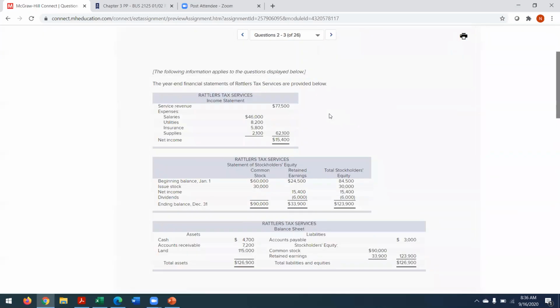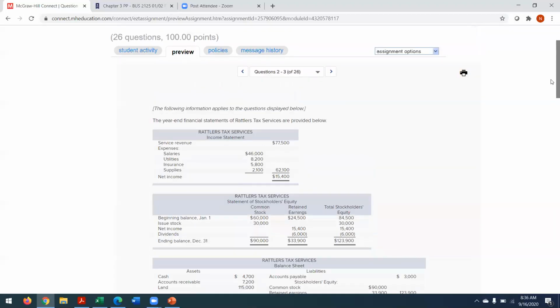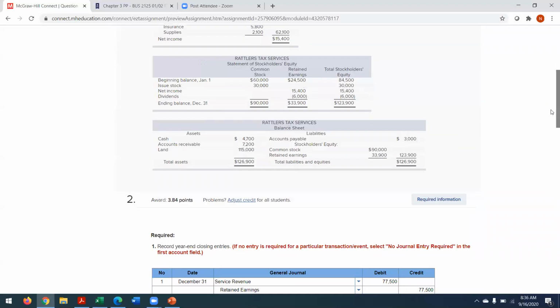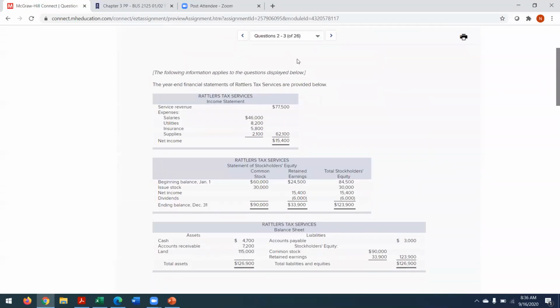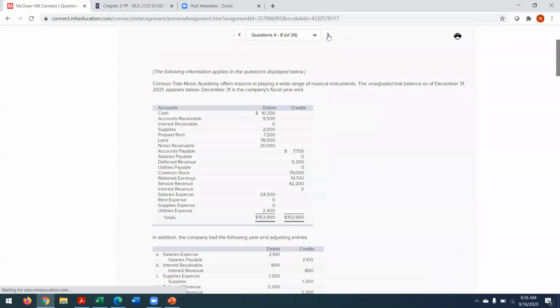Next, this gives us the year-end financial statements. Oh, we can't do that one yet. I haven't gone over that.